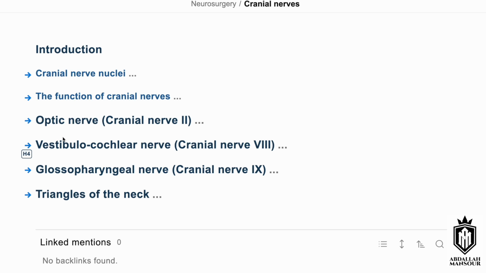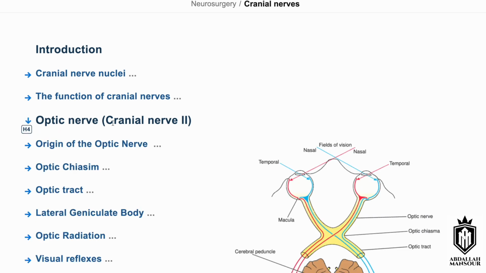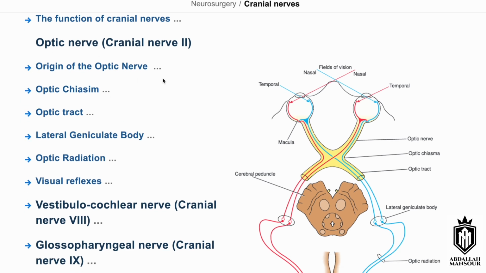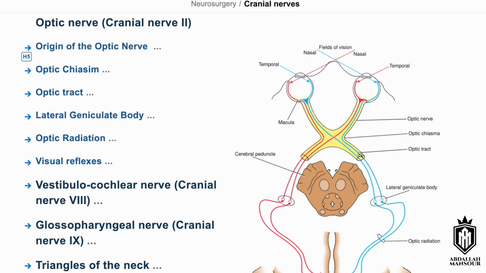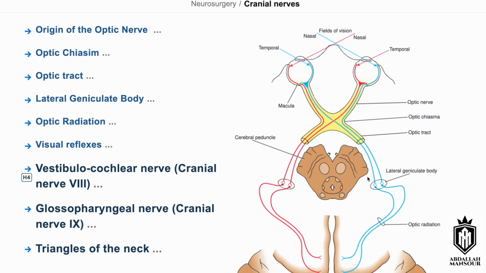Cranial nerve number 2, which is called the optic nerve, and the vestibulocochlear nerve, which is cranial nerve number 8, and the glossopharyngeal nerve, which is cranial nerve number 9. For each one, for example the optic nerve, we have to cover a few things in the pathway of that nerve. Where is it coming from, the origin? And then talking about the optic chiasm, and then the optic tract, and then finally something called the lateral geniculate body.